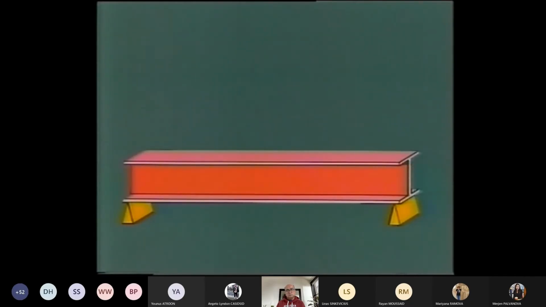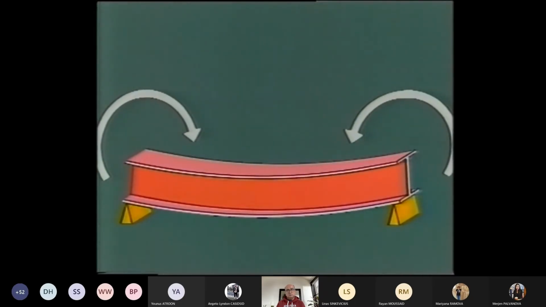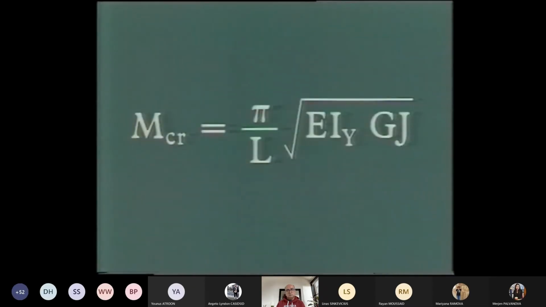For the analytically straightforward case of a simply supported beam subject to a uniform moment M, using small deflection theory, the equation for the value of the critical moment MCR causing instability is as shown. EIY is the minor axis flexural rigidity, GJ is the torsional rigidity, and L is the length of the beam. Note the coupled nature of the lateral flexural and the torsional rigidities and the absence of major axis properties.